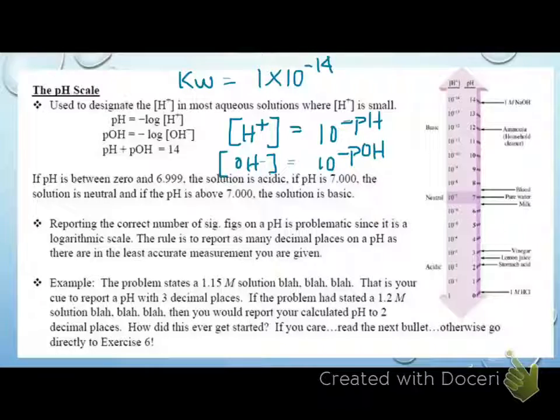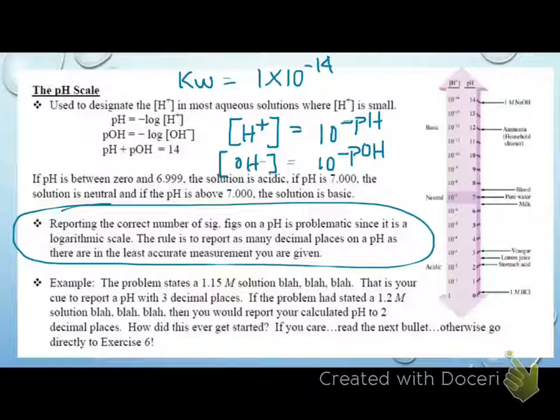Okay. So here is something, I don't know if you remember this from Chem 1, but when we are doing significant figures for pH, we are going to look at the decimal places. So if I have a pH of, say, 4.87, I look here and say my concentration needs to have 2 significant figures.